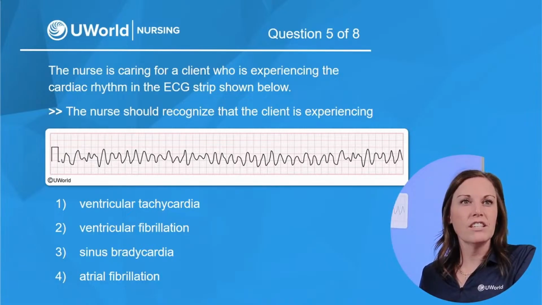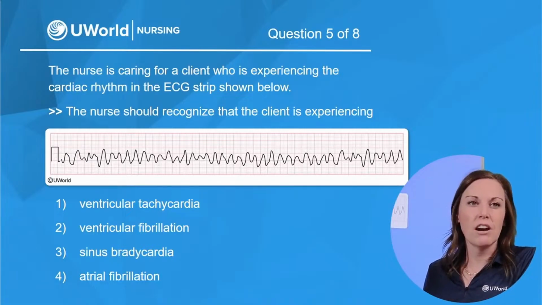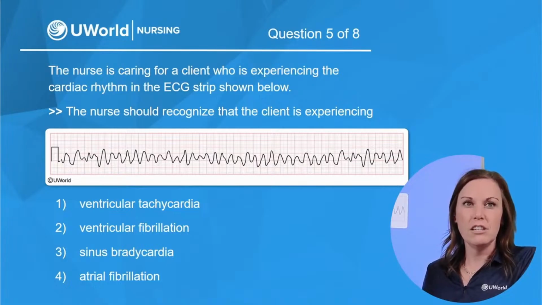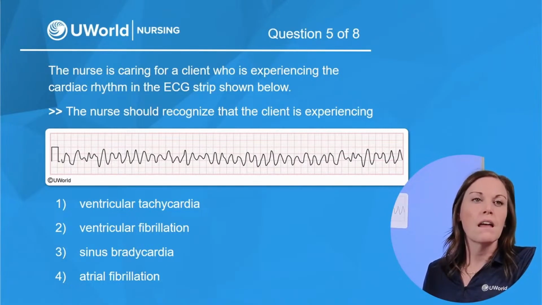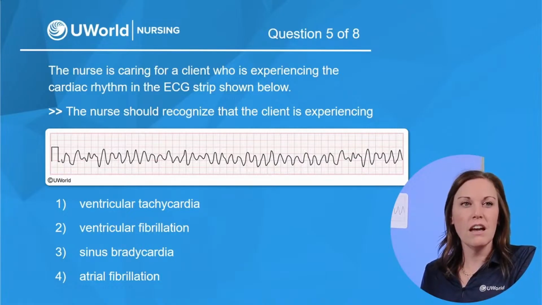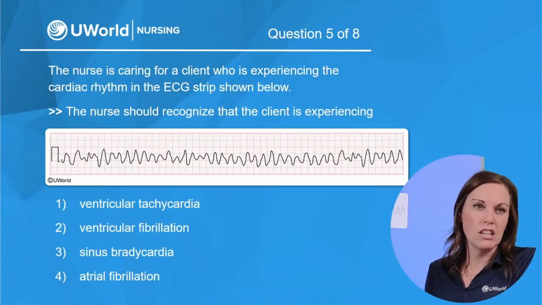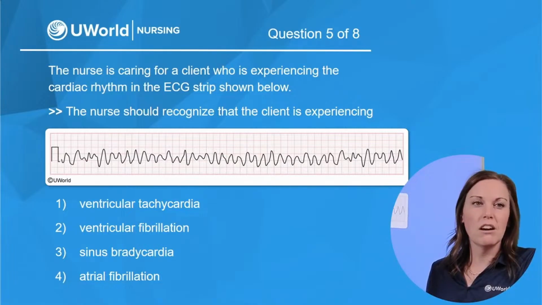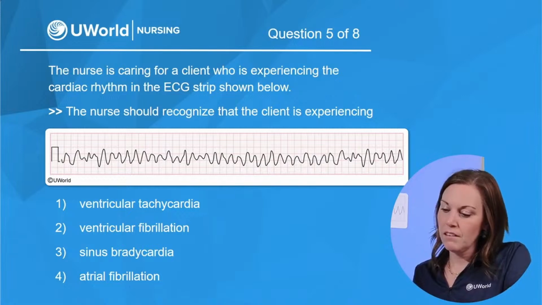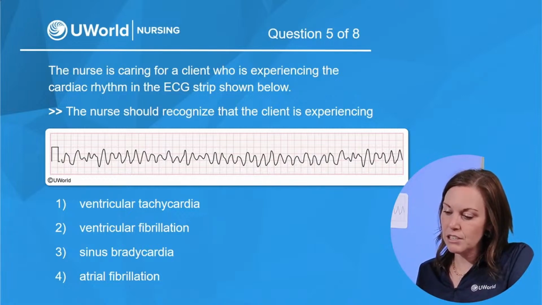Question 5. The nurse is caring for a client who is experiencing the cardiac rhythm in the ECG strip shown below. The nurse should recognize that the client is experiencing: option 1, ventricular tachycardia; option 2, ventricular fibrillation; option 3, sinus bradycardia; option 4, atrial fibrillation. All right, let us know what you guys think, what you're seeing.